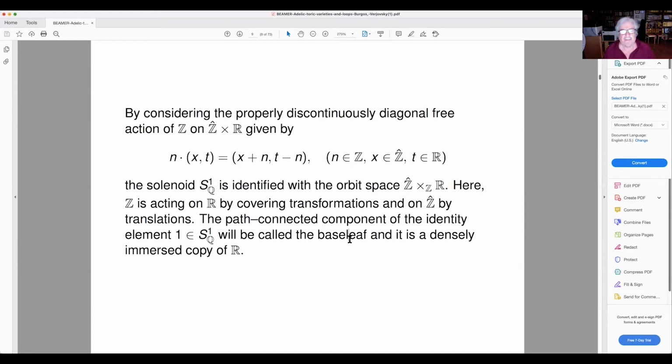You may think of this as a solenoidal Lie group. And the connected component of the identity is a dense leaf. So this solenoid is foliated by copies of the real line. And they are actually translates of the connected component of the identity, which is a copy of R densely embedded in this solenoid.